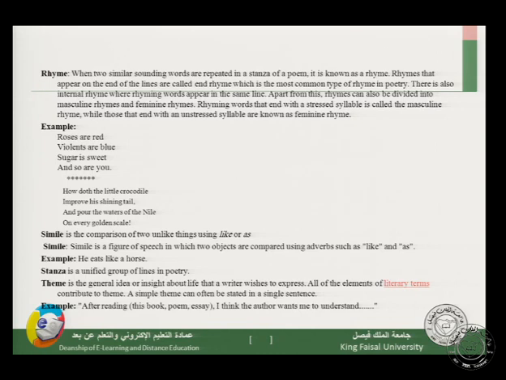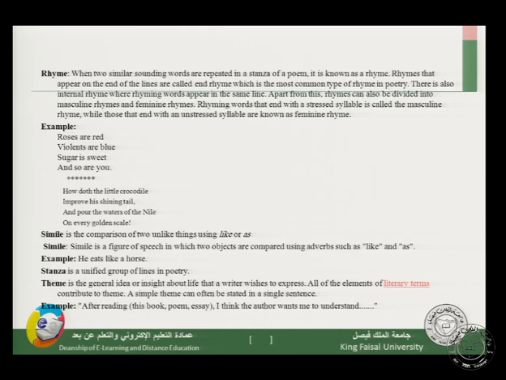Okay, using like, as, or such as. These are the tools of comparison. So if we say he eats like a horse, he eats like a horse, he eats as a horse. Okay, similarly, because we used like or as.